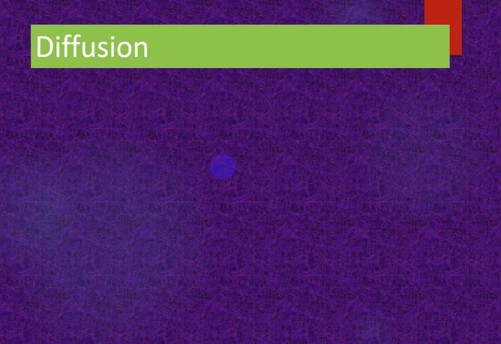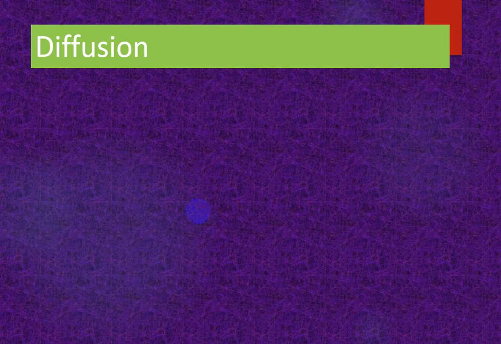A high concentration region means where there are more particles. A low concentration means a low number of particles, where particles are fewer. So what is diffusion? Diffusion is not only in the gas state. Diffusion also occurs in solids, and also in liquids.